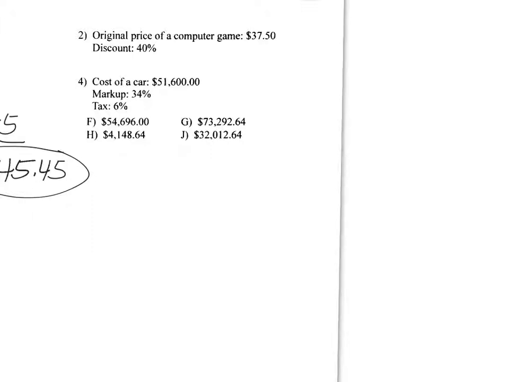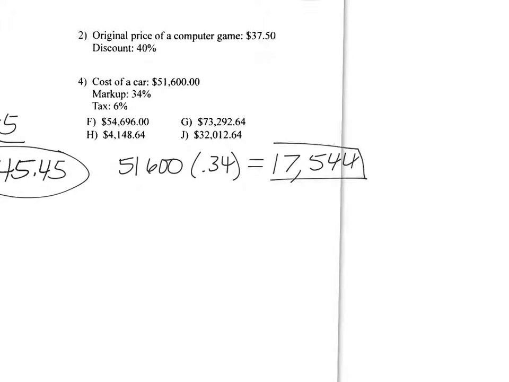First, you're going to do the markup. So you're going to take the original, you're going to multiply it times the markup. I'm just doing this on the side here. Remember, you change your percent to a decimal. So this is just like what we were doing earlier. And if you do that, let me check here on my calculator. I think you get 17,544.